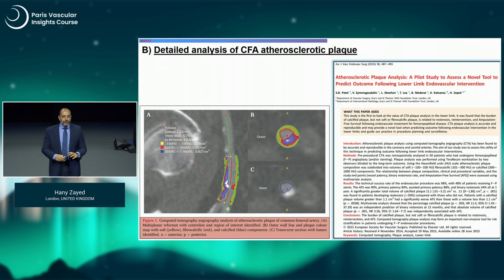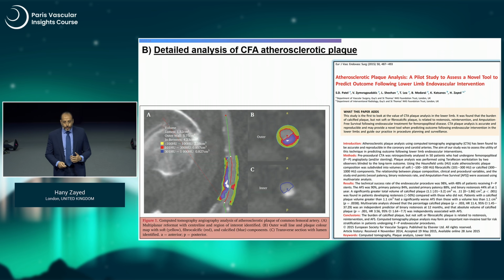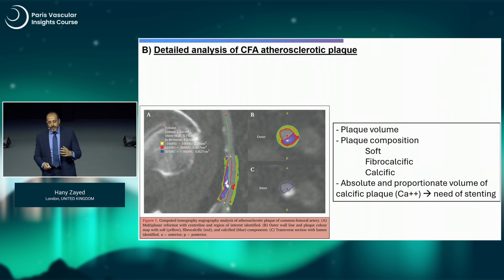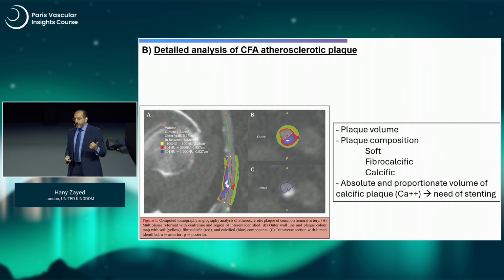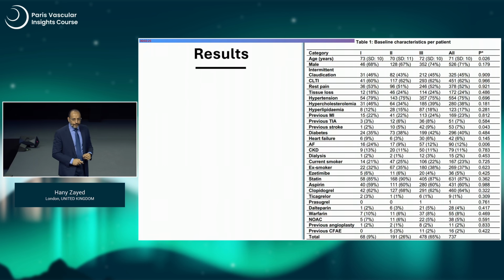We also wanted to look at the structure and composition of the plaque, because we know that a higher calcium component of the plaque is very unlikely to respond to just vessel preparation, and most likely will need stenting. This is something which we reported before. Using TerraRecon and the plaque analysis module, you can get information about the plaque volume, the plaque composition, and also the absolute and proportional volume of calcium within the plaque.